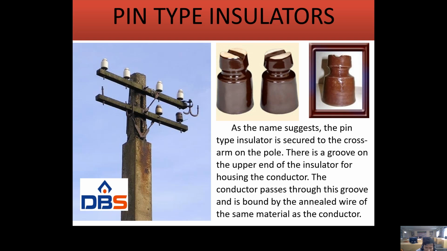So look at the picture clearly. This is the concrete RCC pole and these are the cross arms. Now we are putting the pin insulators, and this is the groove at the topmost upper part of the insulator. From this groove, the conductor is housed, or the conductor is passing through this groove only, right? As the name suggests, the pin type insulator is secured to the cross arm on the pole. There is a groove on the upper end of the insulator for housing the conductor. The conductor passes through this groove and is bound by unlaid wire of the same material as the conductor.